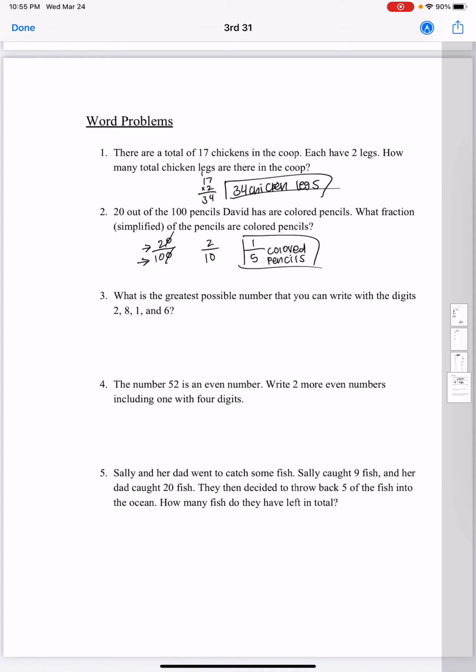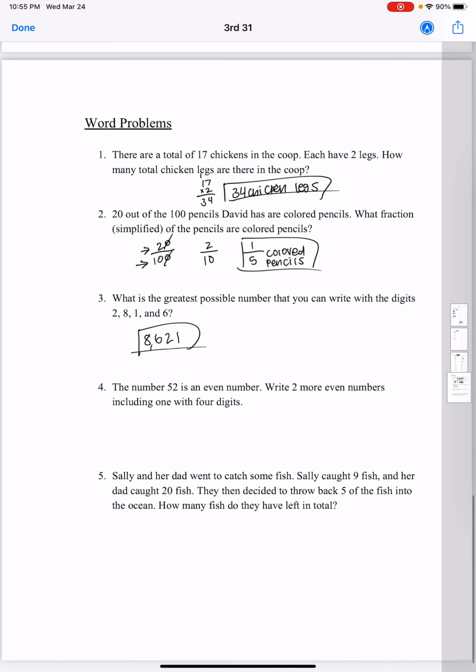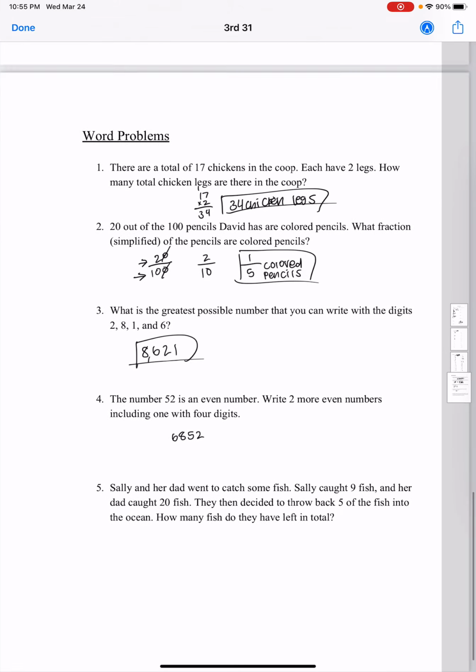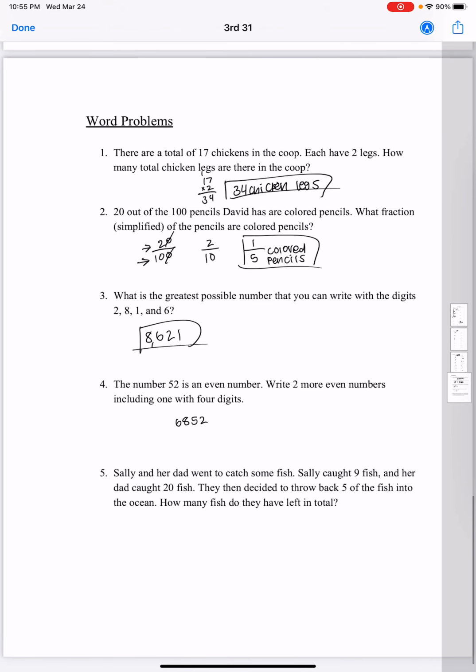Okay, box it. What is the greatest possible number that you can write with the digits 2, 8, 1, and 6? So we start with the biggest number, then the next, then the next, and the next, and you make your number. The number 52 is an even number. Write 2 more even numbers, including one with 4 digits. Even numbers, as we learned before, only need the last number to be an even number. So I can do 6, 8, 5, and 2, and it'll be an even number because 2 is an even number. Something simple, you can literally just write 2 or 4 or 6. Your answers will all vary.